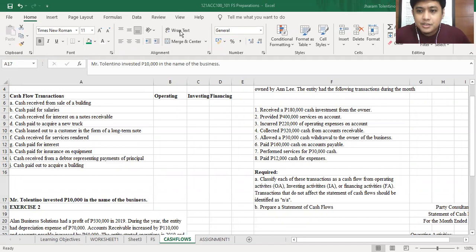Yung iba wala pang sagot. Sige na, magsagot. How about the others? Mr. Tolentino invested 10,000 pesos in the name of the business.